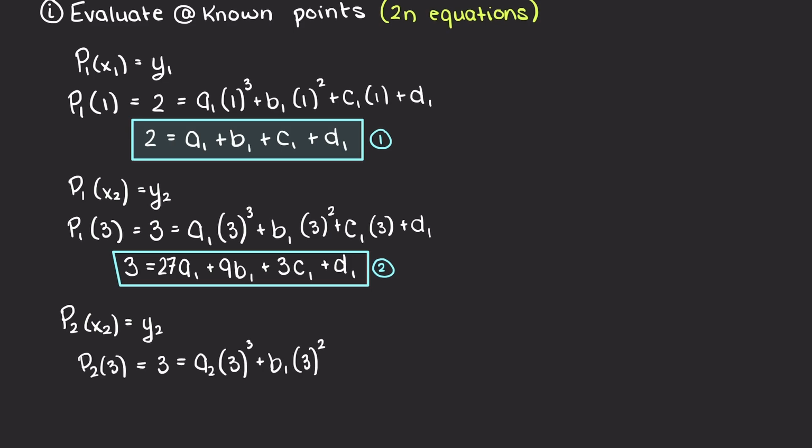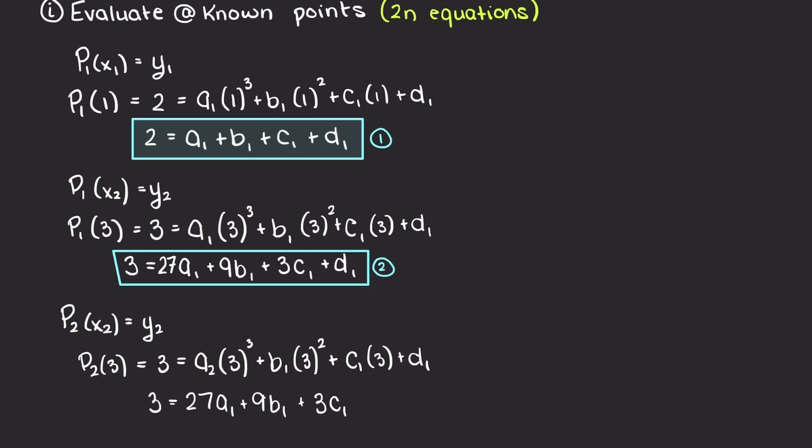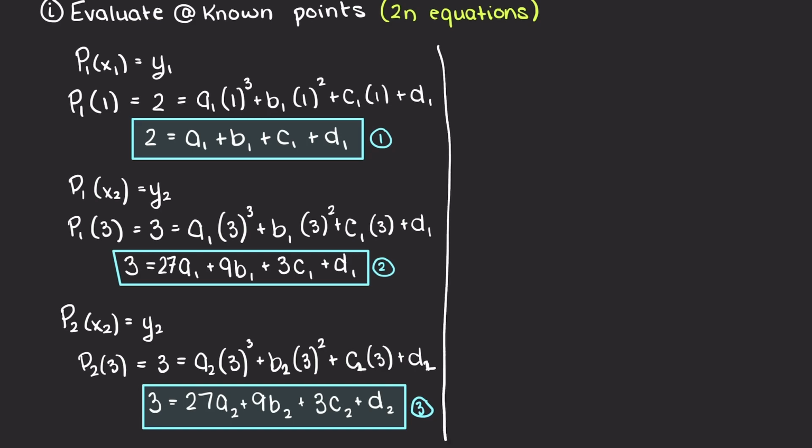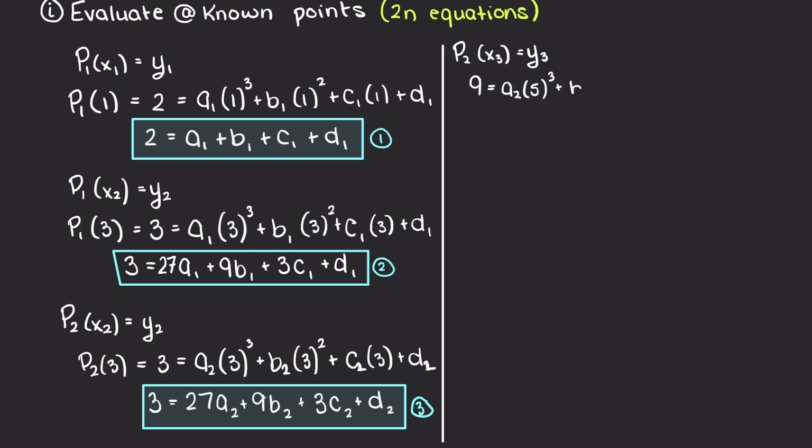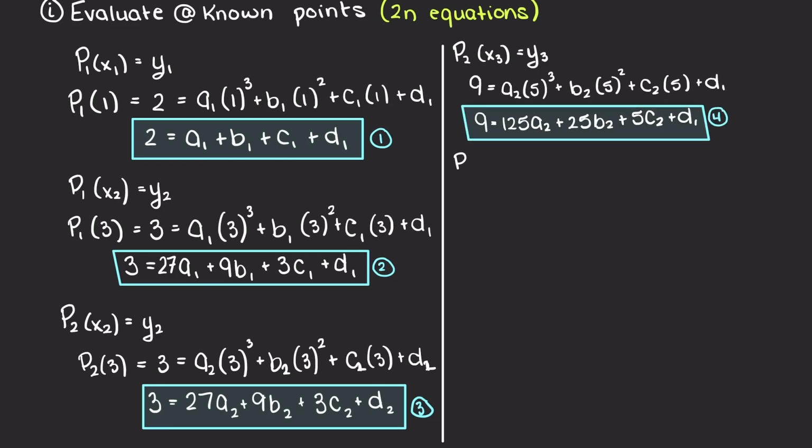All we're doing here is simply plugging in our x values and simplifying. But to elaborate a bit more, we're going to evaluate our first polynomial with its 2 data points, so x1 and x2. P2 will be evaluated at x2 and x3, and lastly, P3 will be evaluated at x3 and x4.